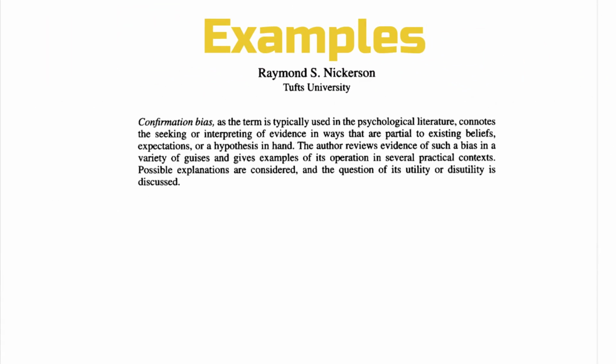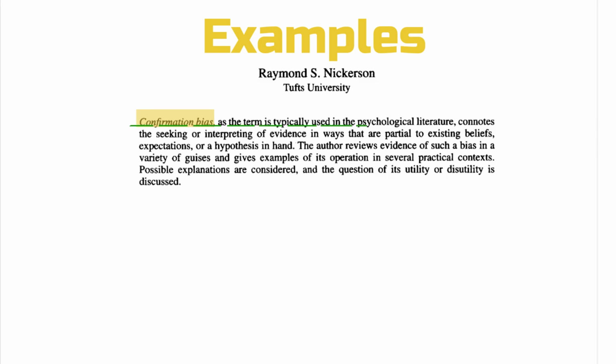For the 3 examples, we'll take the abstract of a well-known research article. On the basis of this abstract, we want to define the term confirmation bias in our own words. So this is the original text.